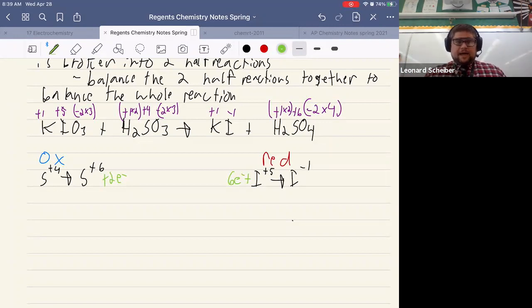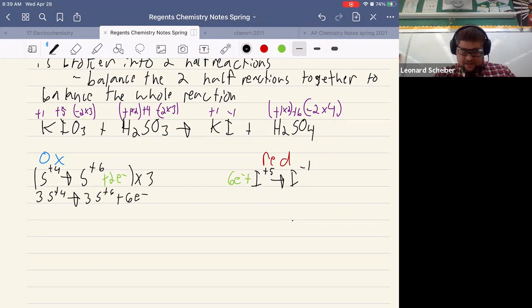But the problem is that for each 1 mole of electrons being lost, 1 mole of electrons should be gained. According to our half reactions as written, 2 electrons are being lost, but somehow 6 are being gained. So now we have to make them into true half reactions by making sure the number of electrons are balanced on each side. Let's go ahead and do that. So that needs to be times 3. Okay, and then that's good. So then we're going to have 3 S plus 4 yielding 3 S plus 6 plus 6 electrons.